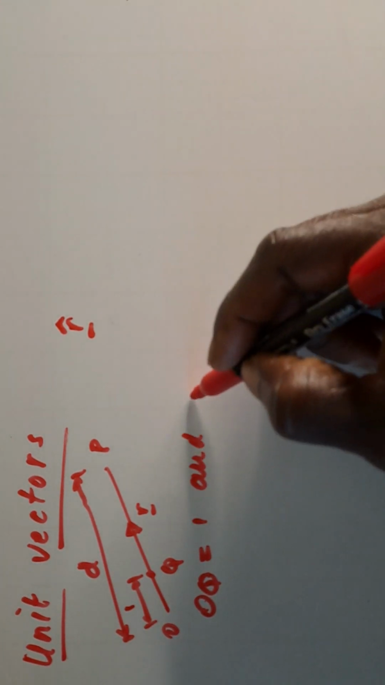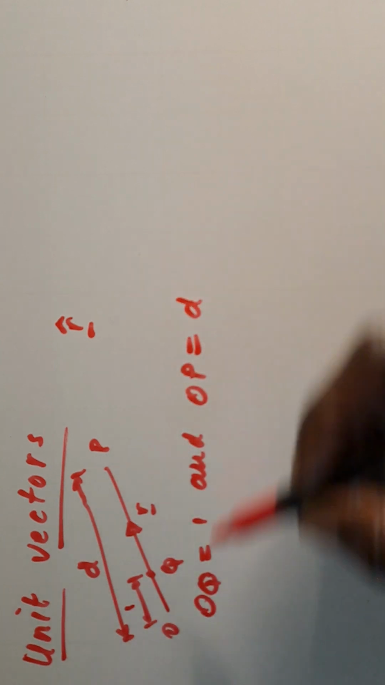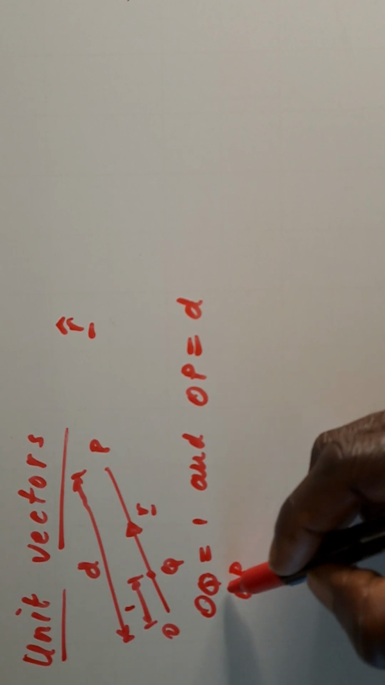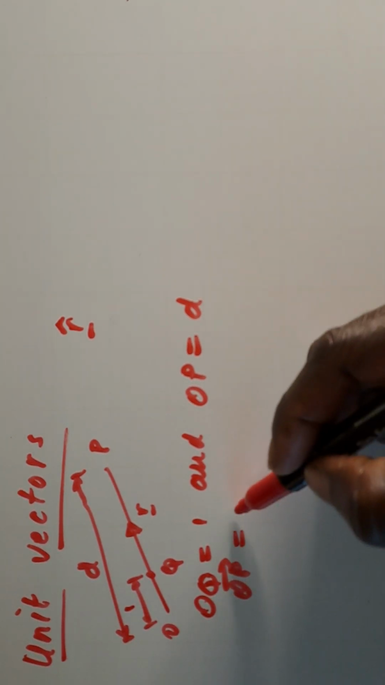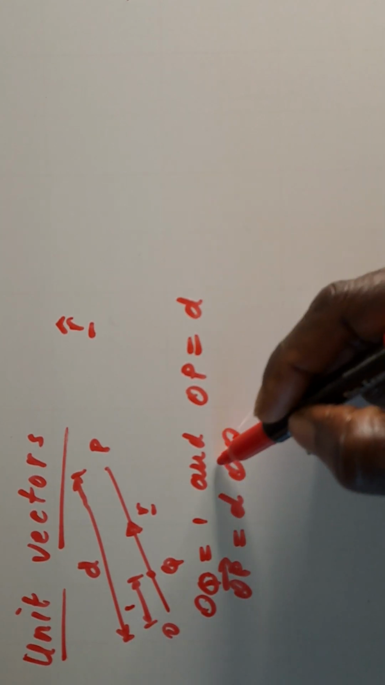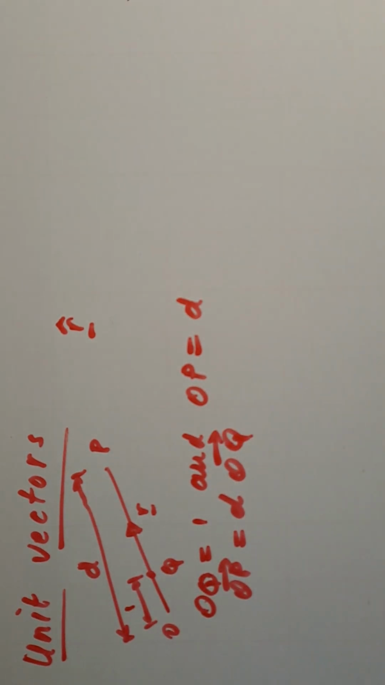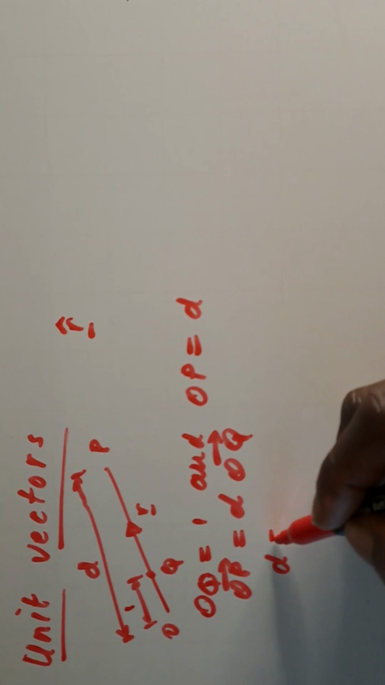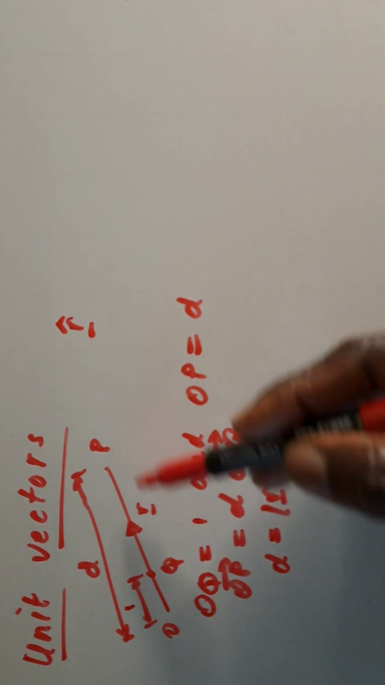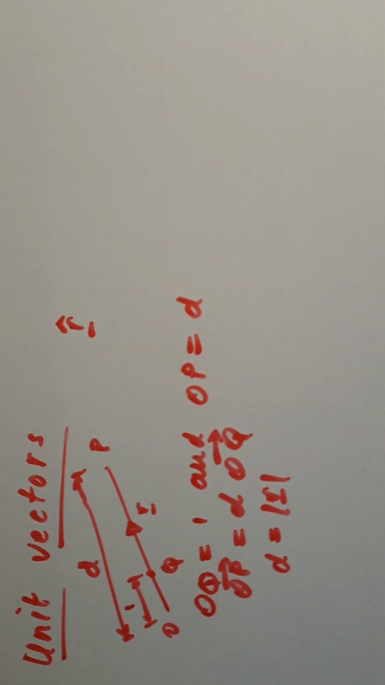And if we have that OP is a distance D, the whole length of the line is D, then the vector OP is equal to the scalar D times OQ. So it's a scalar D multiplied by OQ to give OP. But we know that D is equal to the magnitude of R. So if you find the magnitude of R, we find the length OP, which is equivalent to D.